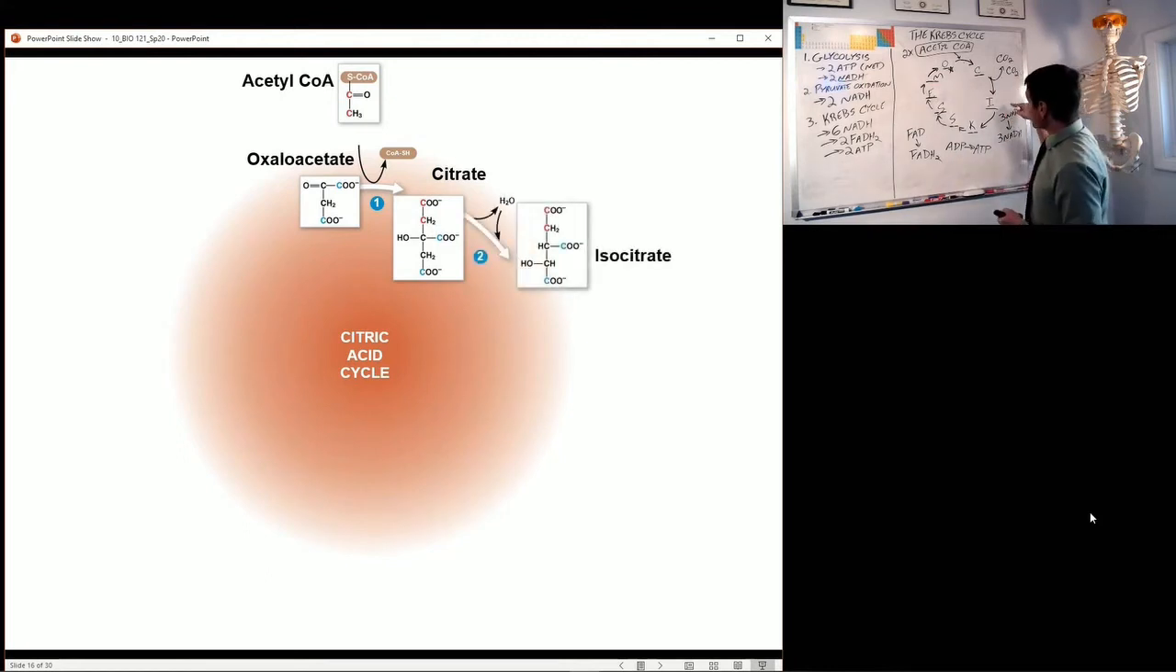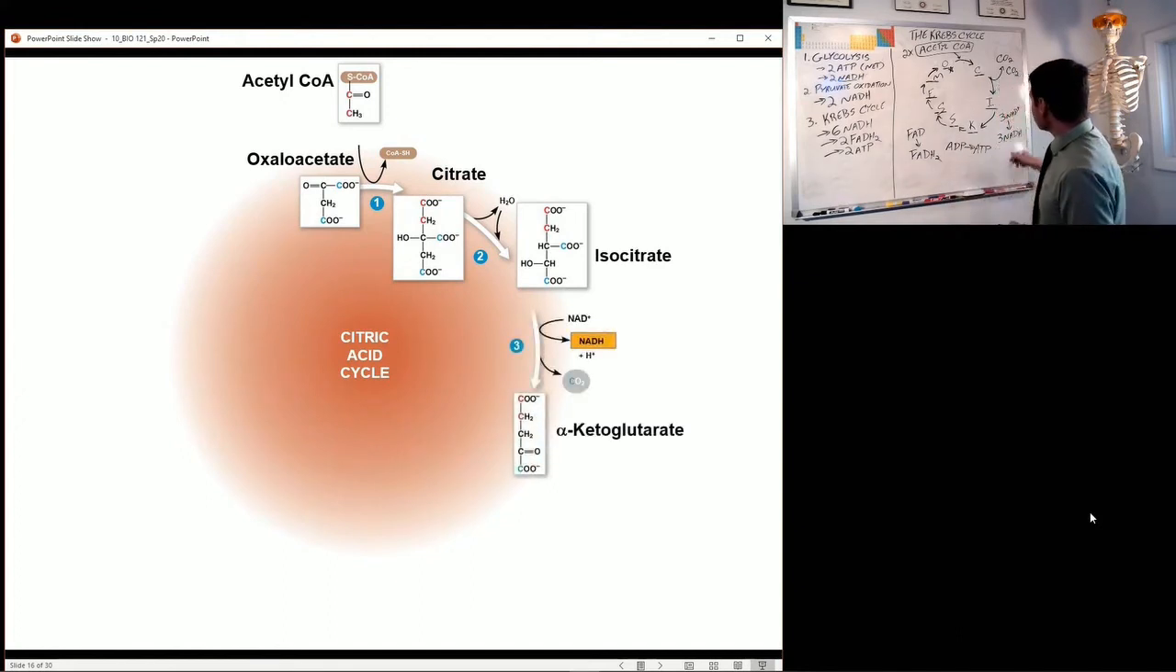That citric acid is then going to be chemically changed by another enzyme, which is going to give us isocitrate here. That isocitrate is going to be worked on by another enzyme, which is going to get us alpha-ketoglutarate. The K stands for the keto in alpha-ketoglutarate.